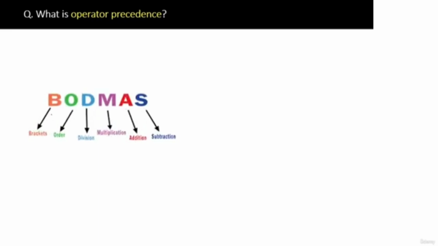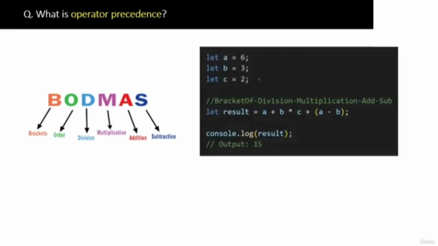What is operator precedence? Very short and simple question. If you remember the BODMAS rule, then you already know this. Here is the code. As you can see, we have three variables A, B, and C. Now, how will this expression be evaluated? Shall we do A plus B first or A minus B inside the bracket first?